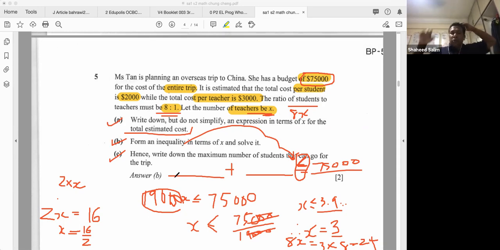Which part you're not sure? Anyone not sure? Which part you're not sure? Ryan, okay? Shafi, okay? Okay, so we move on to the next one.